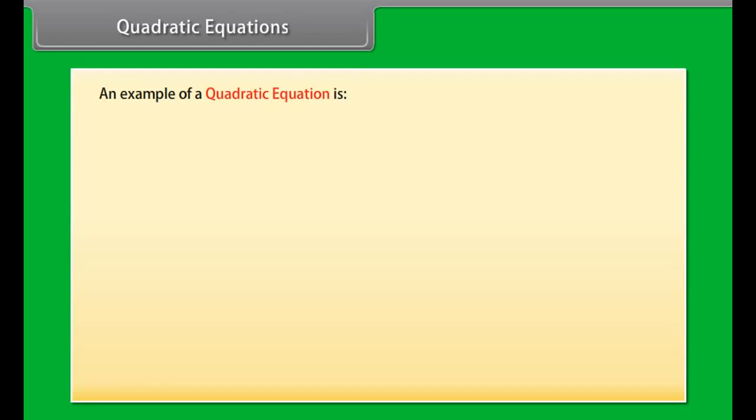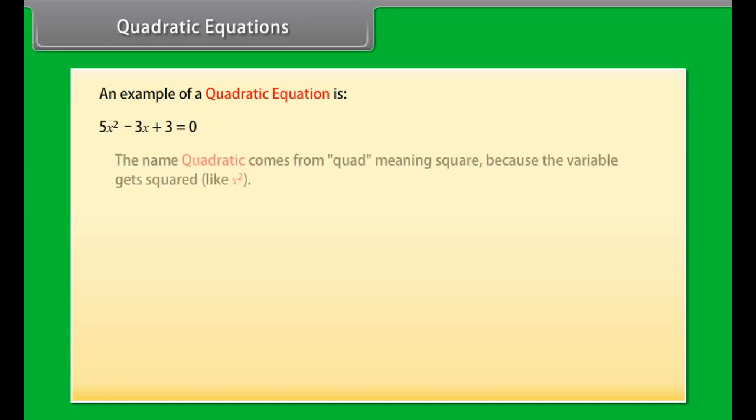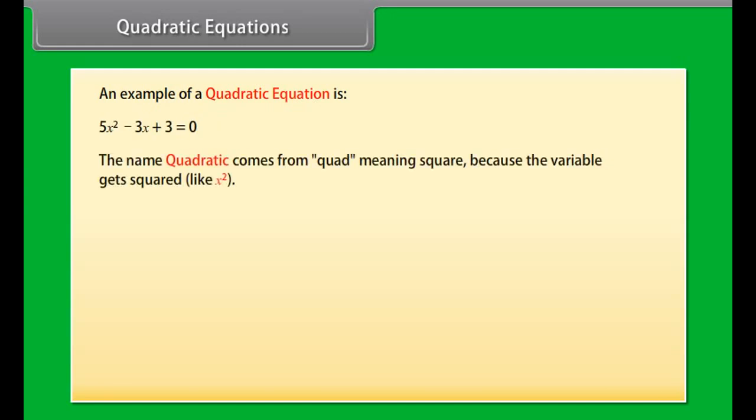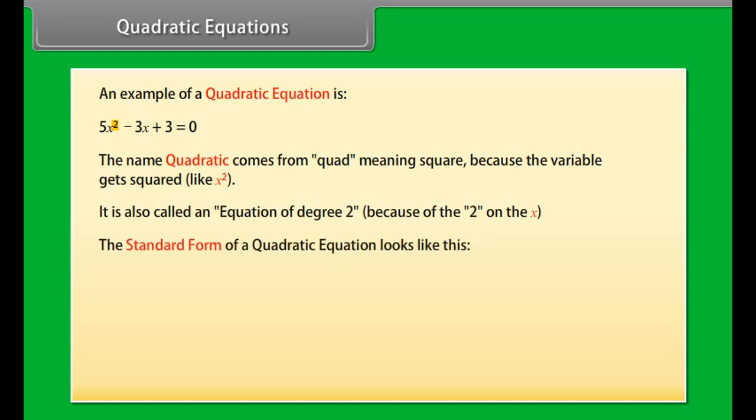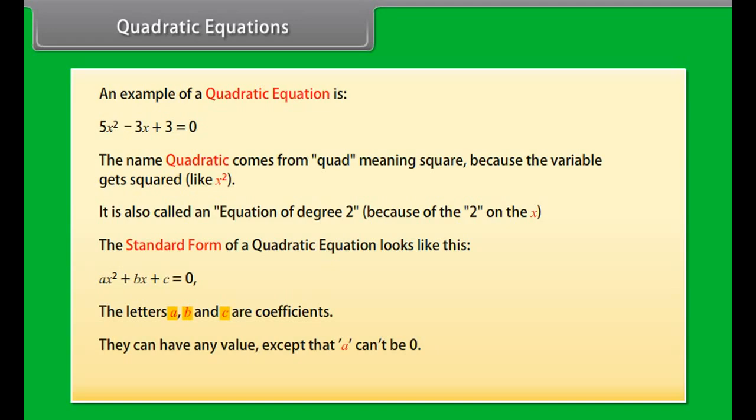Quadratic equations. An example of a quadratic equation is: the name quadratic comes from quad, meaning square, because the variable gets squared, like x square. It is also called an equation of degree 2, because of the 2 on the x. The standard form of a quadratic equation looks like this: ax square plus bx plus c is equal to 0. The letters a, b and c are coefficients. They can have any value except that a cannot be 0. The letter x is the variable or unknown.